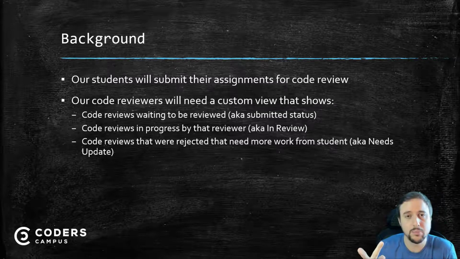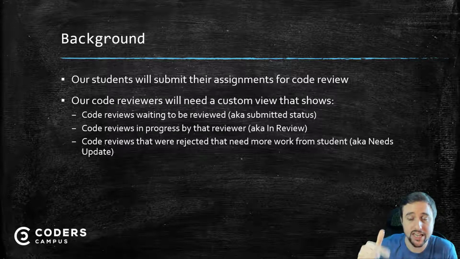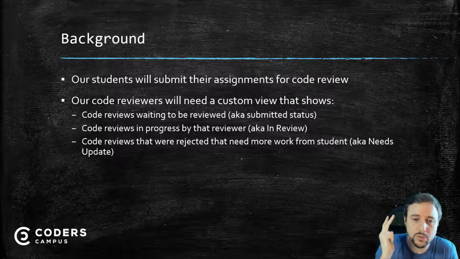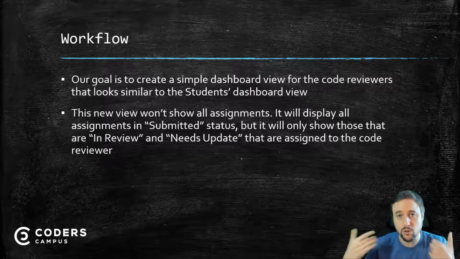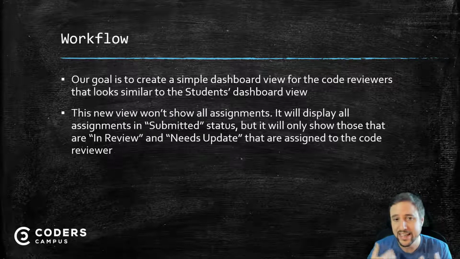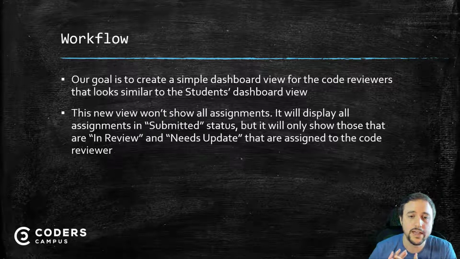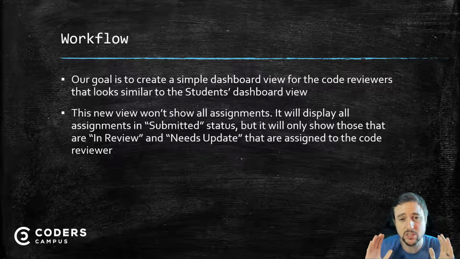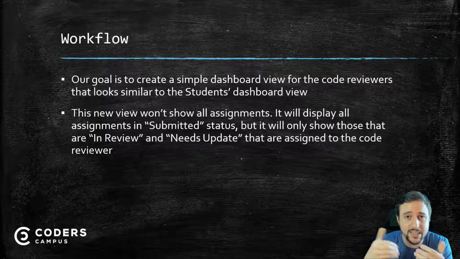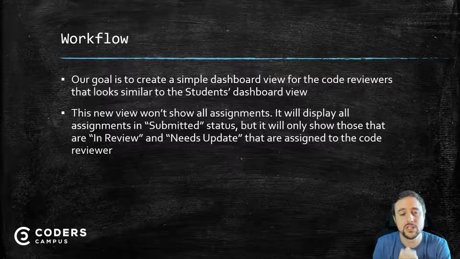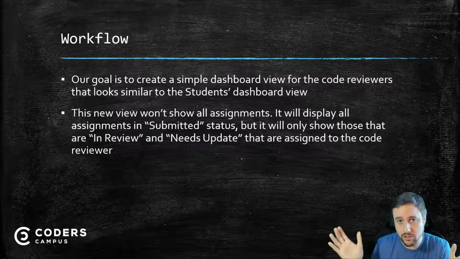Then the code reviewers will be able to see the ones that are in progress that are assigned to themselves, and ones that they have rejected that need to be redone, or need some rework or bug fixes from the student side of things. So our goal here is to create a simple dashboard. It's going to look very similar to the student's dashboard, but this new view won't show all the assignments. It will display all of the submitted assignments. So there will be no pending submissions shown, just submitted assignments from all students.